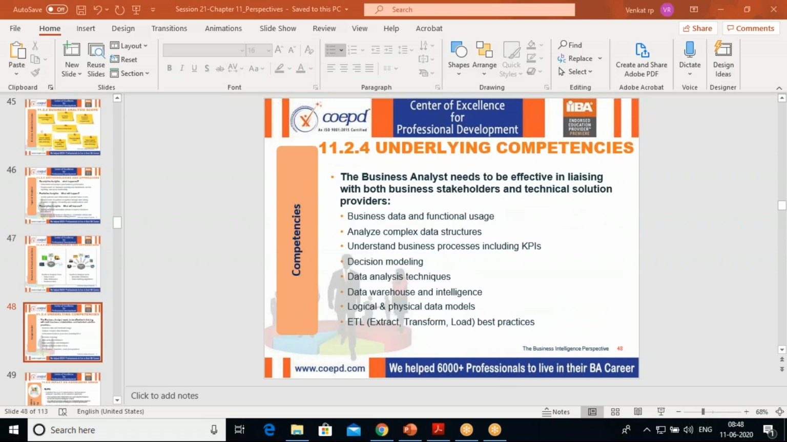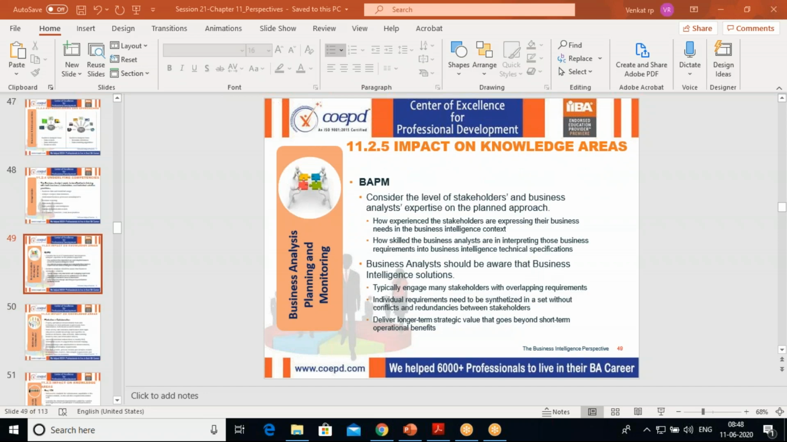Okay, and coming to these competencies, where exactly are we going to have influence? We have to understand the liaison between the business stakeholders and the technical solution providers. We should be liaising between these two, and we need to know about the business data and functional usage, analyze complex data structures, understand business process including KPIs, decision modeling and data analysis techniques, data warehouse and intelligence, logical and physical data models, and ETL best practices. We should know ETL means extract, transform, and load, right?